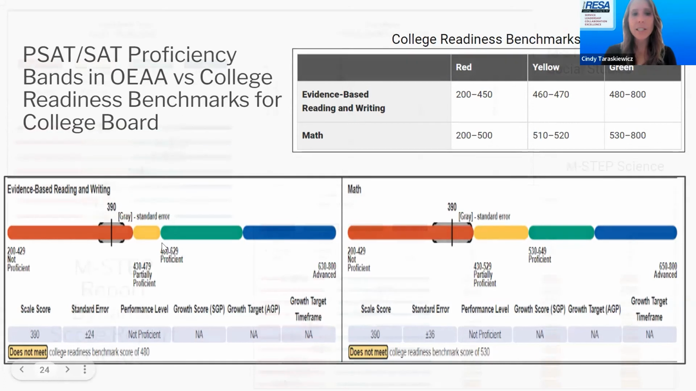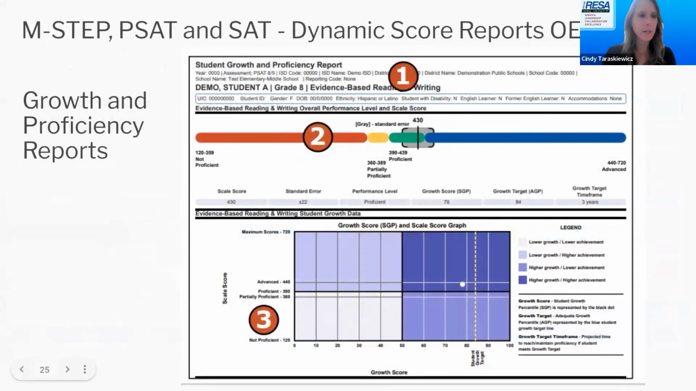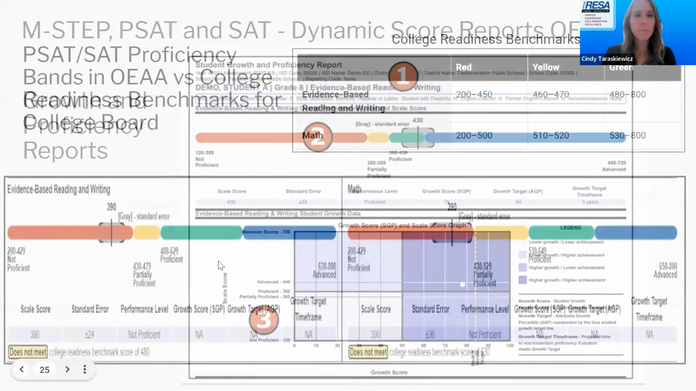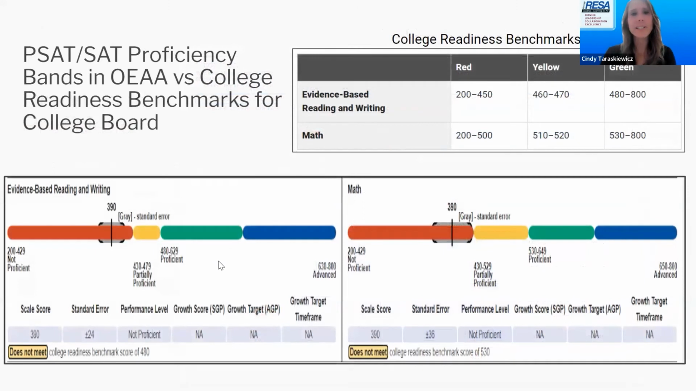So that cuts off where the meeting proficiency and then meeting benchmark is for College Board. Sorry, go back to the slide. So you can see, even though you're going to see a difference when you look at College Board reports and when you look at them on OEAA, there are different performance bands. They match up from the benchmark and from the green proficiency scale.